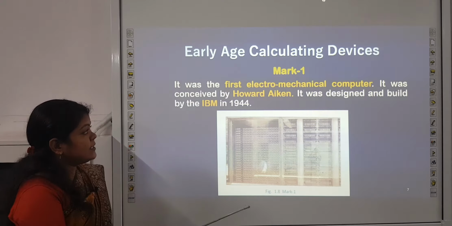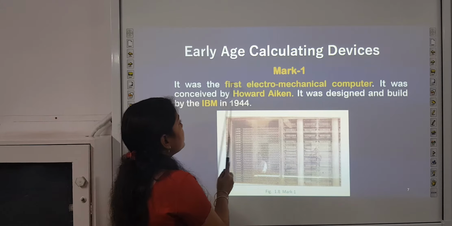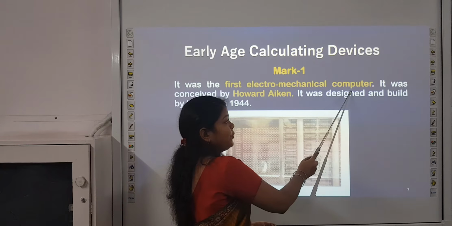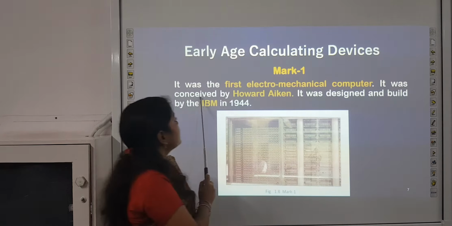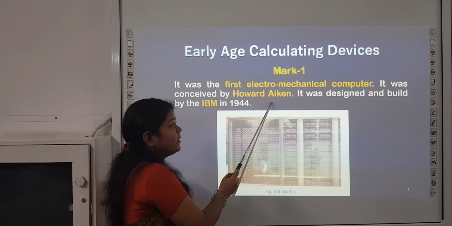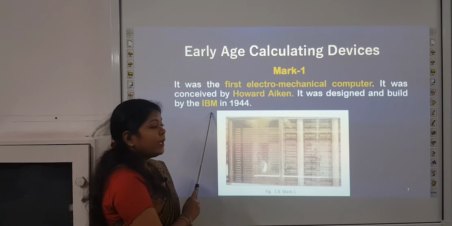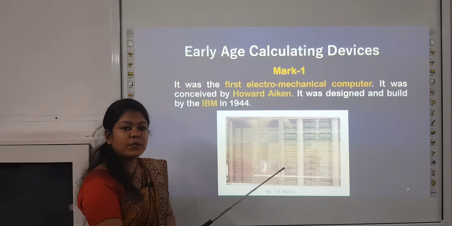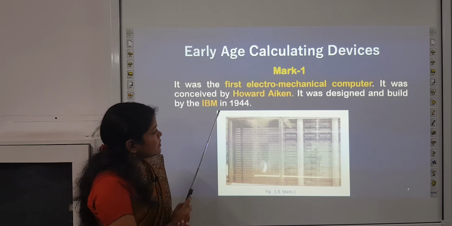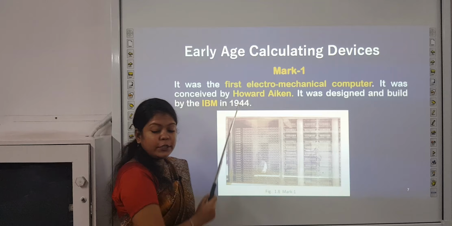Our next device is Mark I. It was the first electromechanical computer. It was conceived by Howard Aiken. It was designed and built by IBM, that is the organization who developed the computers, in 1944.